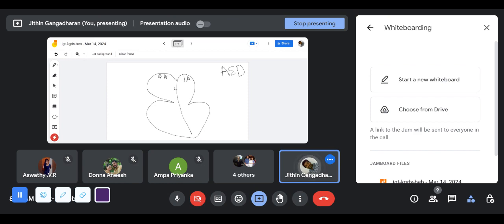In the tetralogy of Fallot, the first one is ventricular septal defect. The second one is right ventricular outflow obstruction. The third one is overriding of aorta. The fourth one is right ventricular hypertrophy.